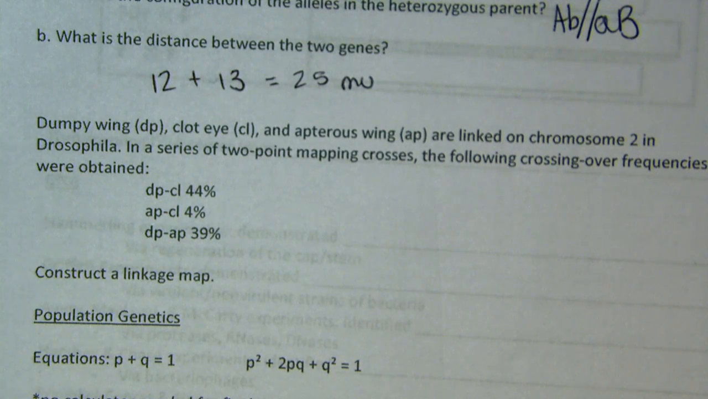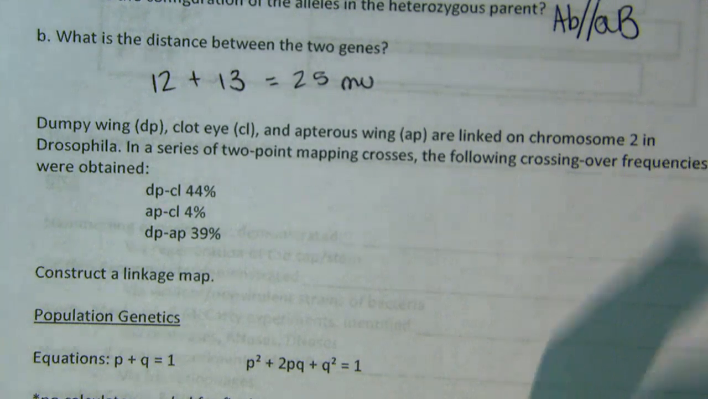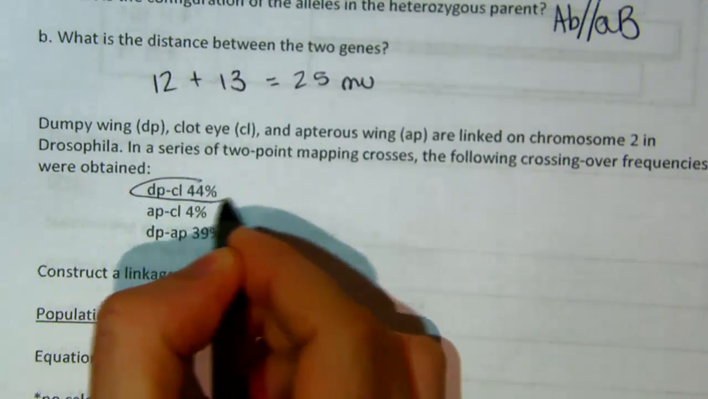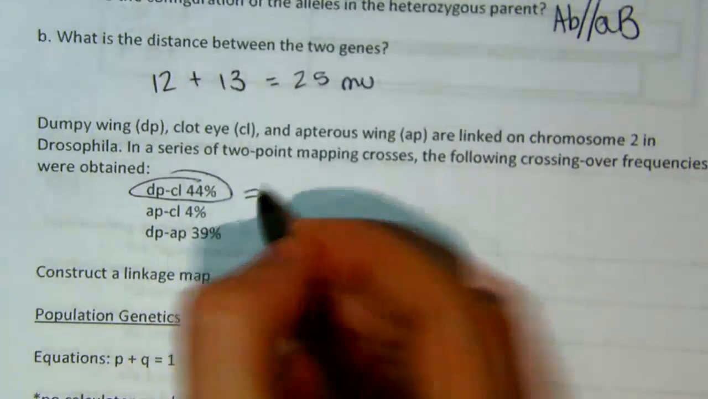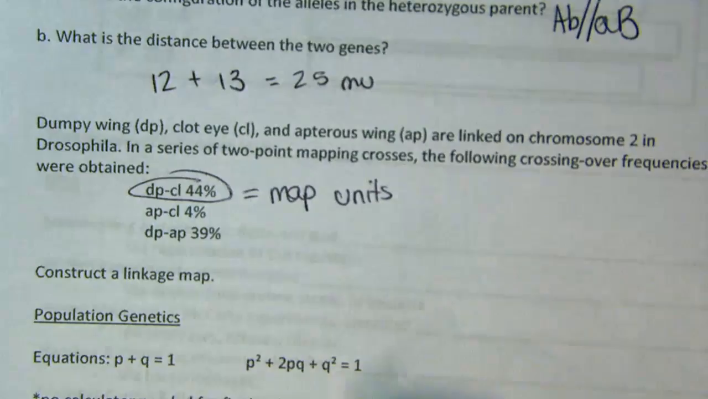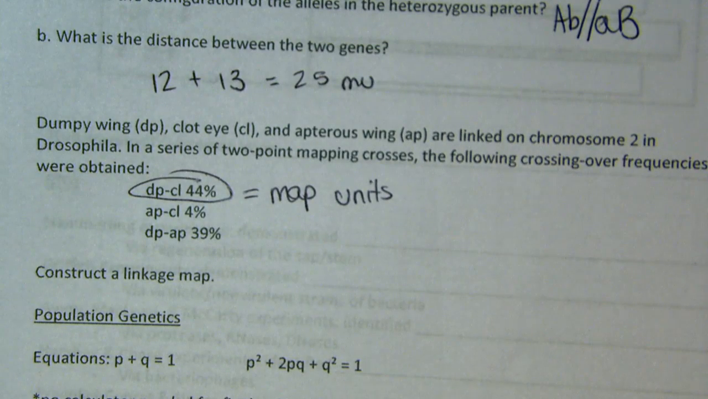So what's the first thing you look at when you're making a linkage map? The same thing you look for when you're finding the configuration of alleles and all that stuff. Biggest number, right? You have to find the biggest number. So here's our biggest number, because remember this also equals map distance or map units. So our biggest number is going to be the two genes that are the farthest apart. So they're 44 map units apart.